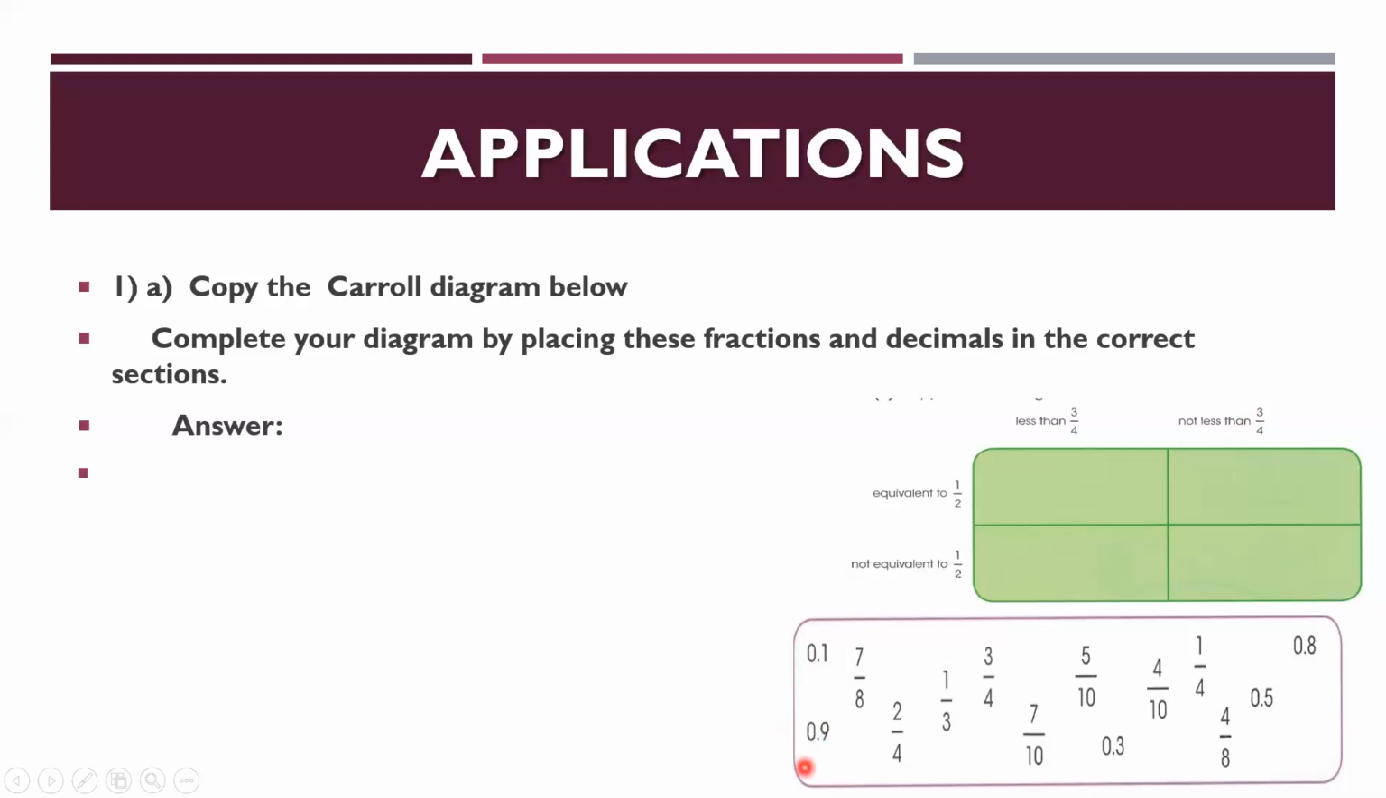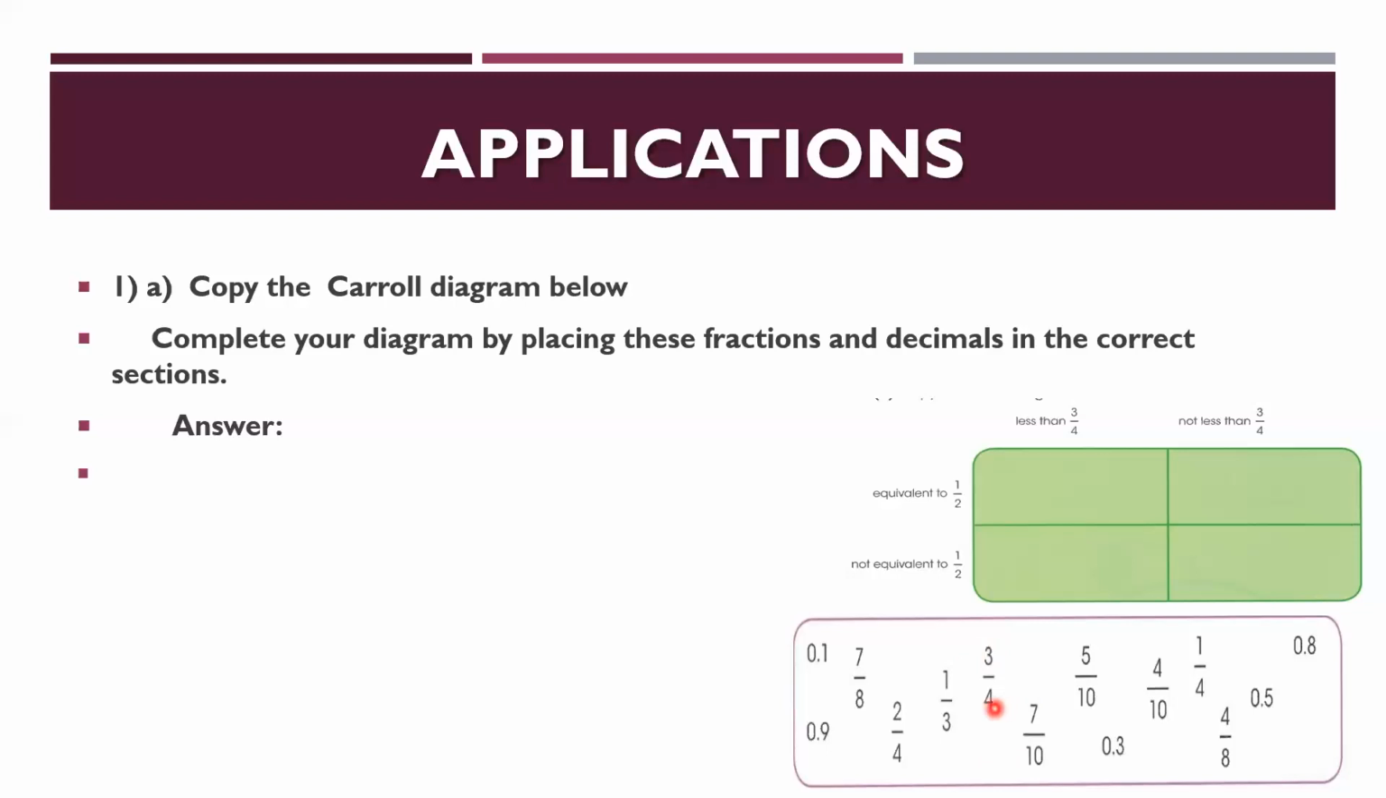So what about this 0.9? Yes, greater than 3 by 4. 7 by 8, greater than 3 by 4. What about 2 by 4? It is half, so not applicable. 1 by 3, it is less than 3 by 4, not applicable. 3 by 4, we need actually not less than 3 by 4, which means greater than 3 by 4. So this is not applicable.